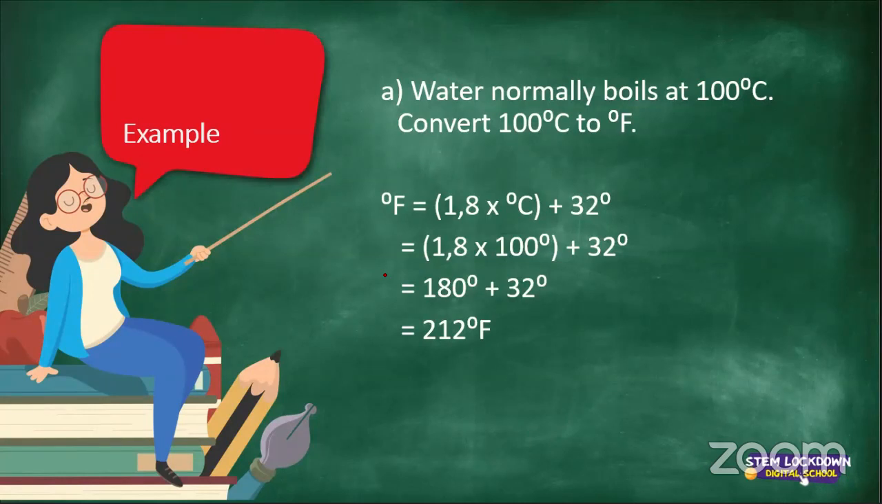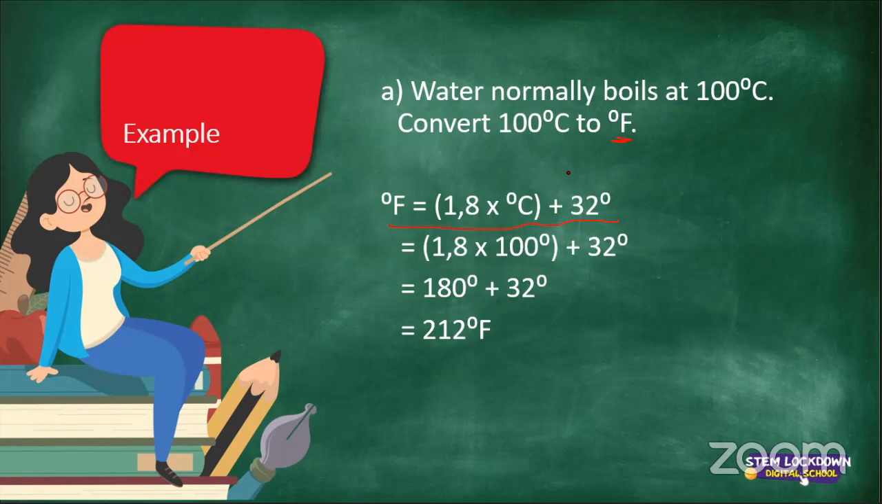The first example goes as follows. Water normally boils at 100 degrees Celsius. I say normally because it can change depending on your altitude. Convert to degrees Fahrenheit. Because we're converting to degrees Fahrenheit, you must use the formula that has Fahrenheit as the subject: degrees Fahrenheit is equal to open bracket 1,8 times degrees Celsius close bracket plus 32 degrees.